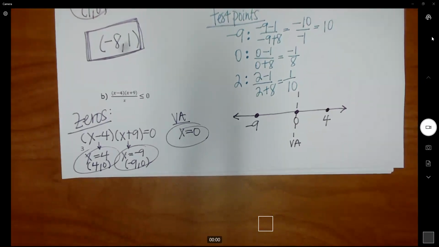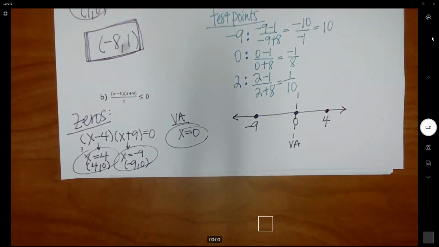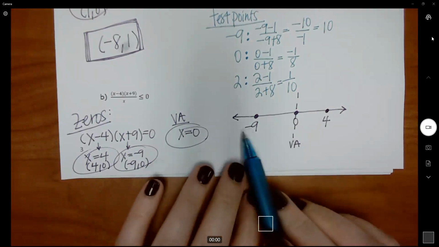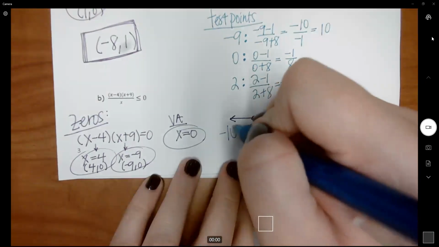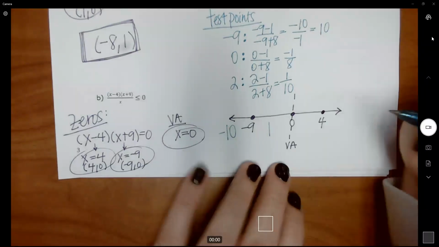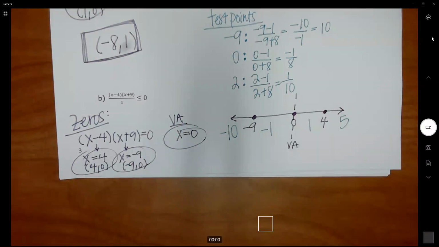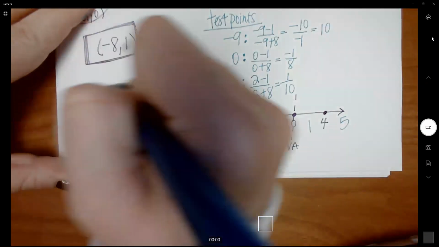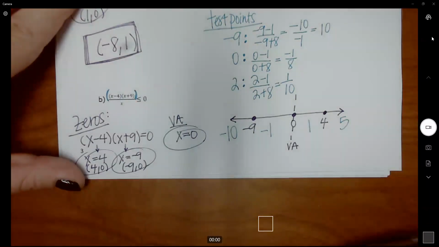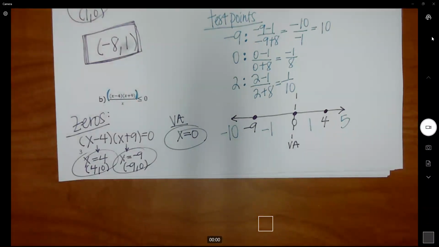So we need some test points. You should have a lot more room on yours. I don't have as much on mine, but that's okay. I've got test points at -10. Let's go -1, 1, and 5. So plug those in to those equations. And when you plug this in, you have to do parentheses around that whole thing there. So let them know that that's the top of the equation.